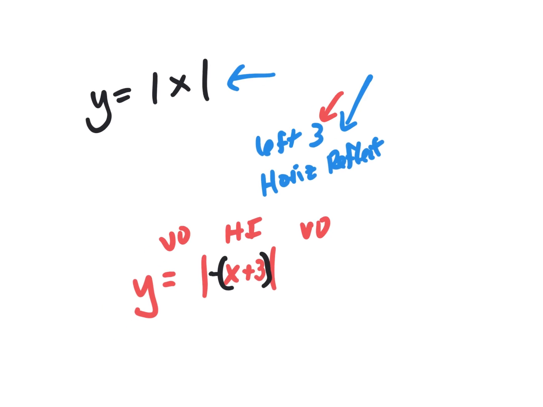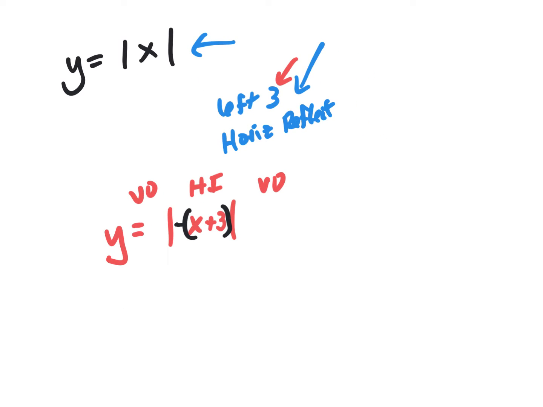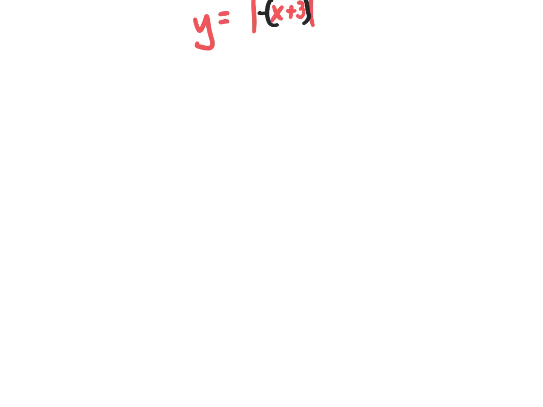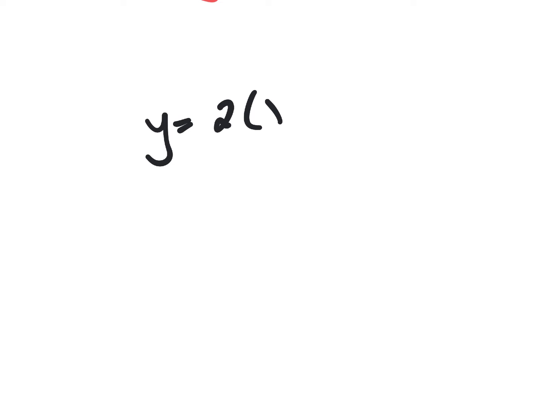Okay, let's do one more easy one. If I give you an equation that's got a couple of easier changes, 2 times (x minus 4) squared plus 1. Tell me the 3 things that happened.